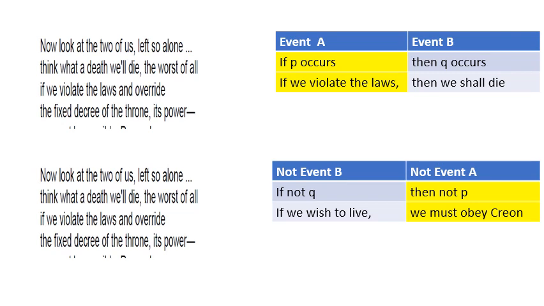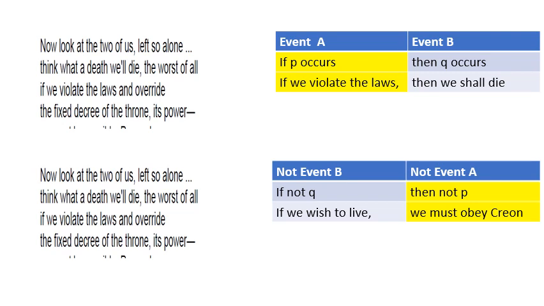P, then Q. We could reverse the order of our event B and event A. So if we take event B and negate it, and then take event A and negate that, we have if not Q, then not P. If we wish to live, we must obey Creon. That's in the negative phrasing.